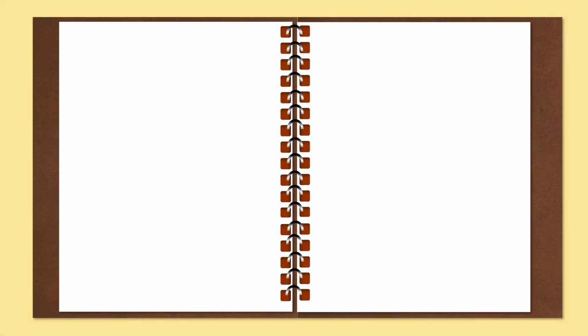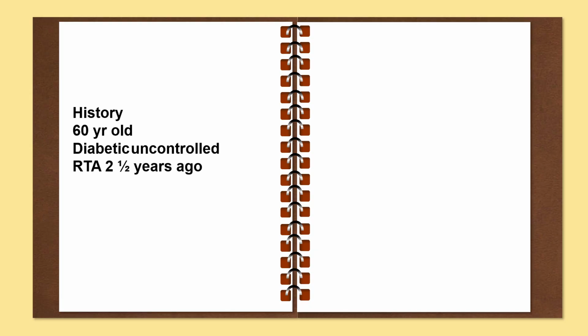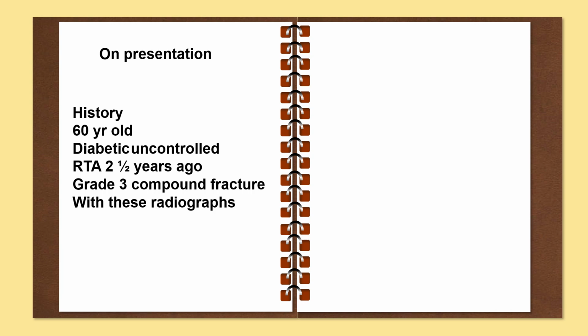The history goes like this. A 60-year-old male patient with diabetes, which is in an uncontrolled state, had a road traffic accident 2.5 years ago and sustained a compound fracture of the lower one-fourth of the leg, grade 3 in nature. On presentation, he has come with the following radiographs.